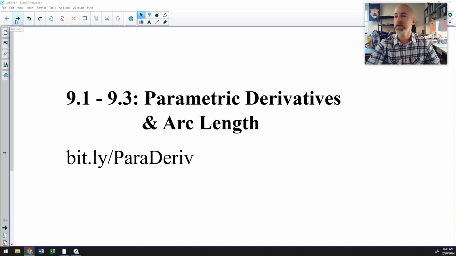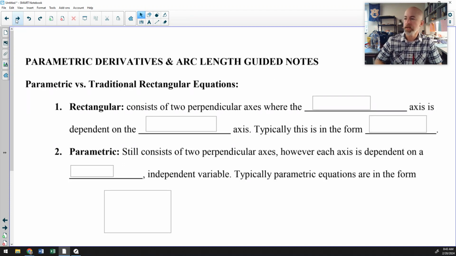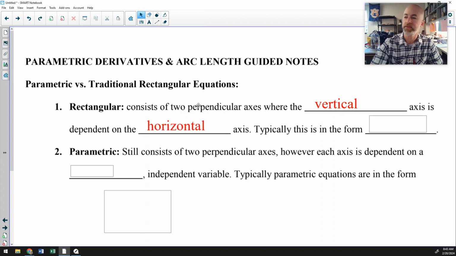So let's talk about parametric curves, and I'm going to first go over a quick recap of what parametric means, compared to traditional rectangular equations. In traditional rectangular graphing, you have a vertical axis and a horizontal axis, they are perpendicular, and the values of the vertical axis depend on the horizontal axis, and that is almost always y equals a function of x. You could obviously use other variables, but typically we have a y and an x axis.